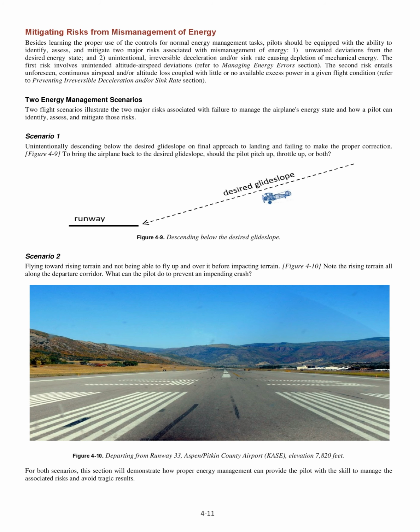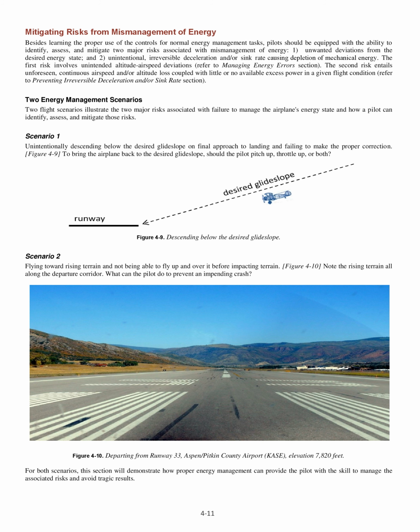Mitigating risks from mismanagement of energy. Besides learning the proper use of the controls for normal energy management tasks, pilots should be equipped with the ability to identify, assess, and mitigate two major risks associated with mismanagement of energy: 1. Unwanted deviations from the desired energy state, and 2. Unintentional, irreversible deceleration and/or sink rate causing depletion of mechanical energy. The first risk involves unintended altitude and airspeed deviations; refer to the Managing Energy Errors section. The second risk entails unforeseen, continuous airspeed and altitude loss coupled with little or no available excess power in a given flight condition; refer to the Preventing Irreversible Deceleration and/or Sink Rate section.